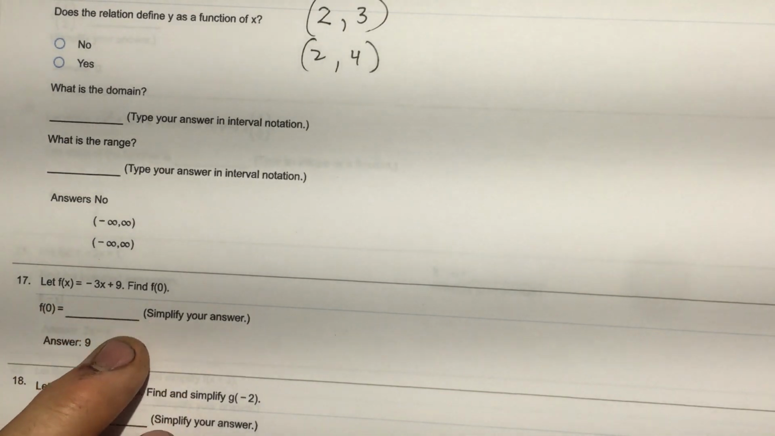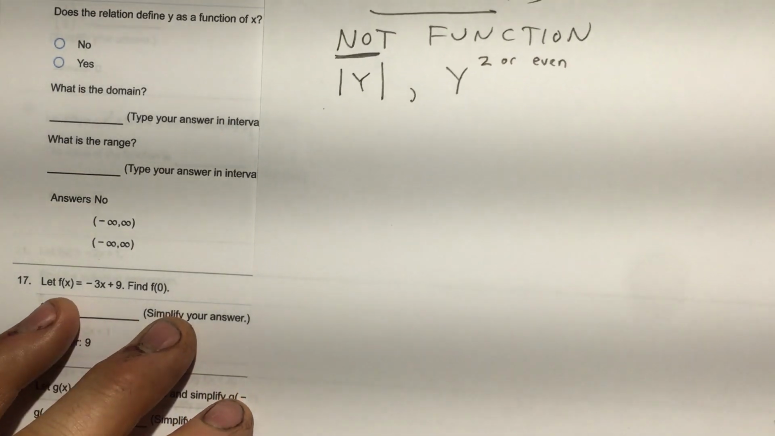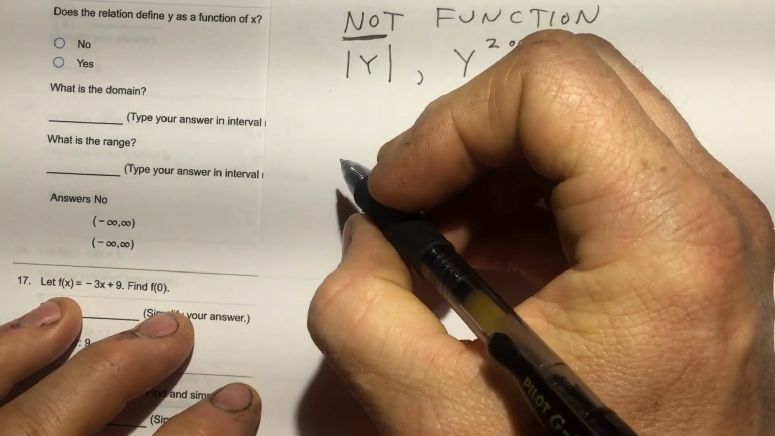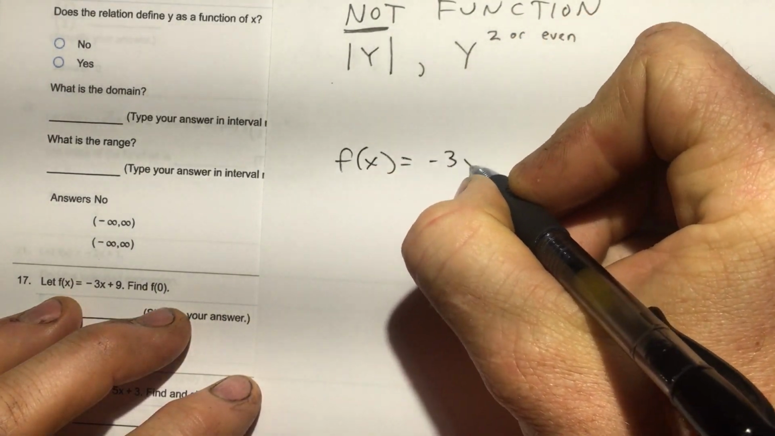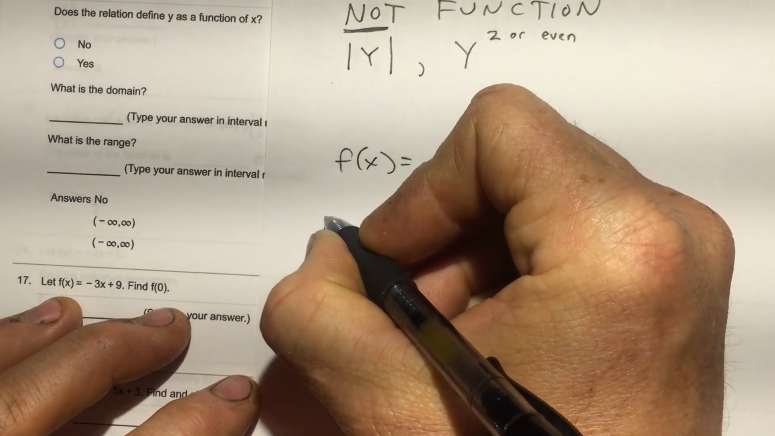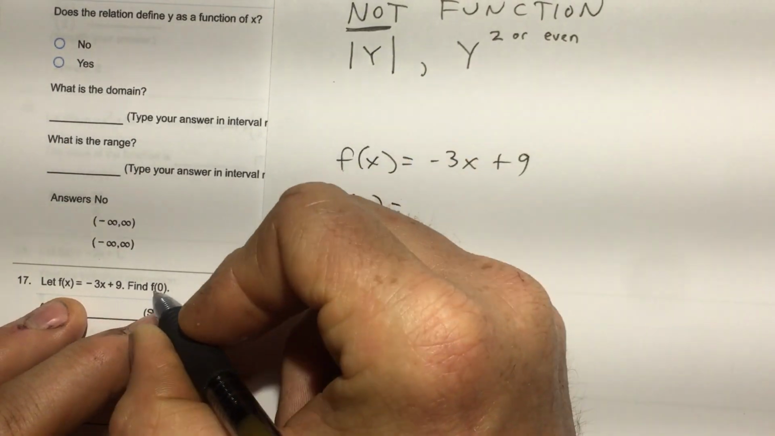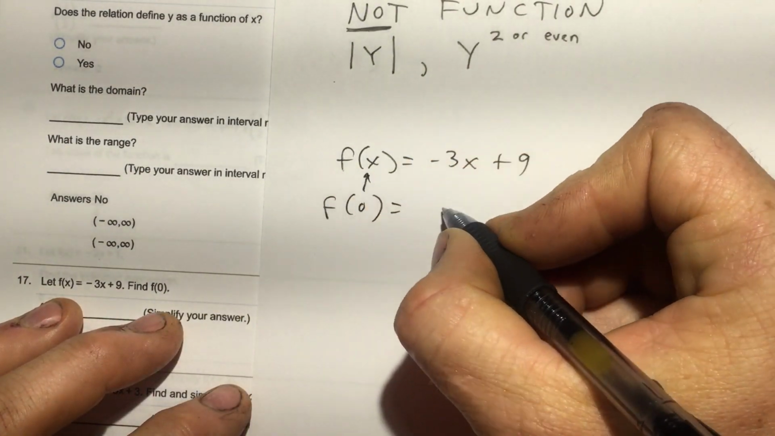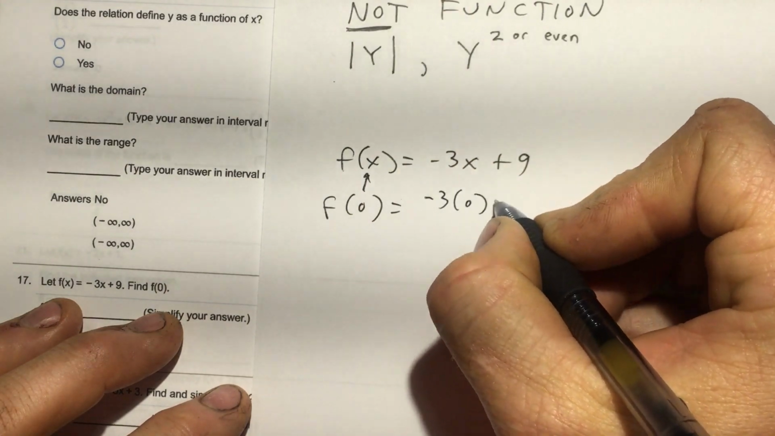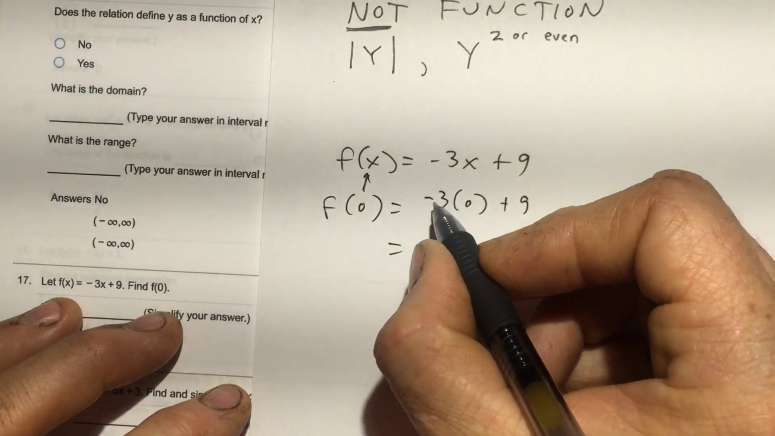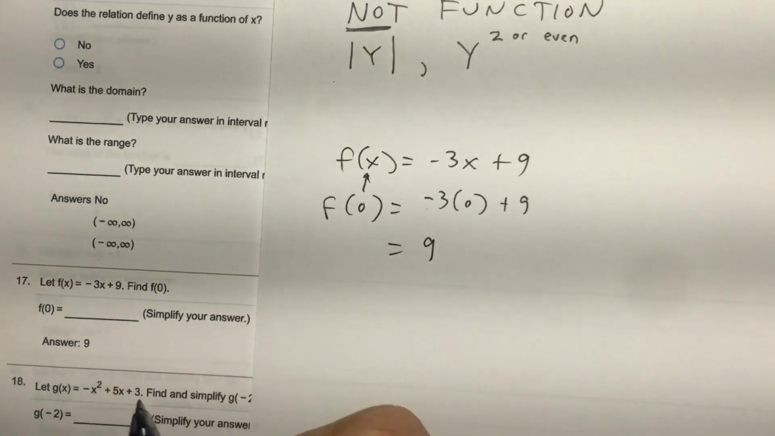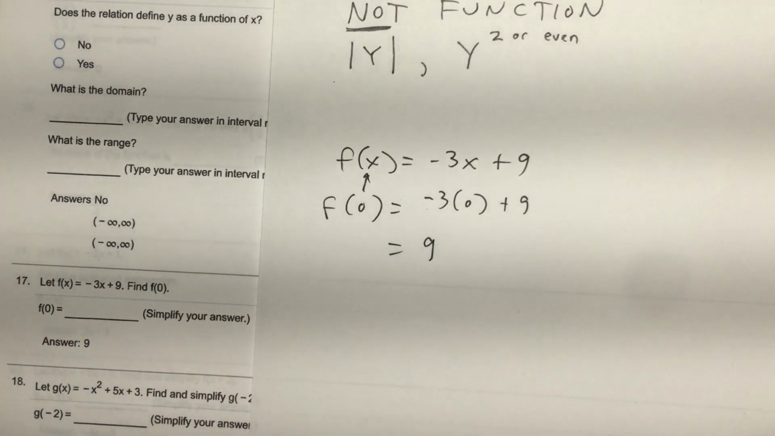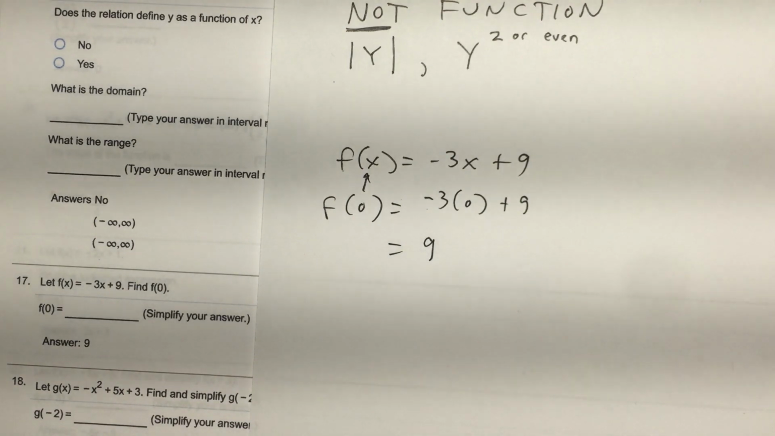Now right here we've got some more of these. If f of x equals negative 3x plus 9, what's f of 0? So I'm going to put 0 in for x. So I'm going to have negative 3 times 0 plus 9. Negative 3 times 0 is 0, plus 9 would be 9. So my answer would be 9 on that. So some of these are kind of easy.